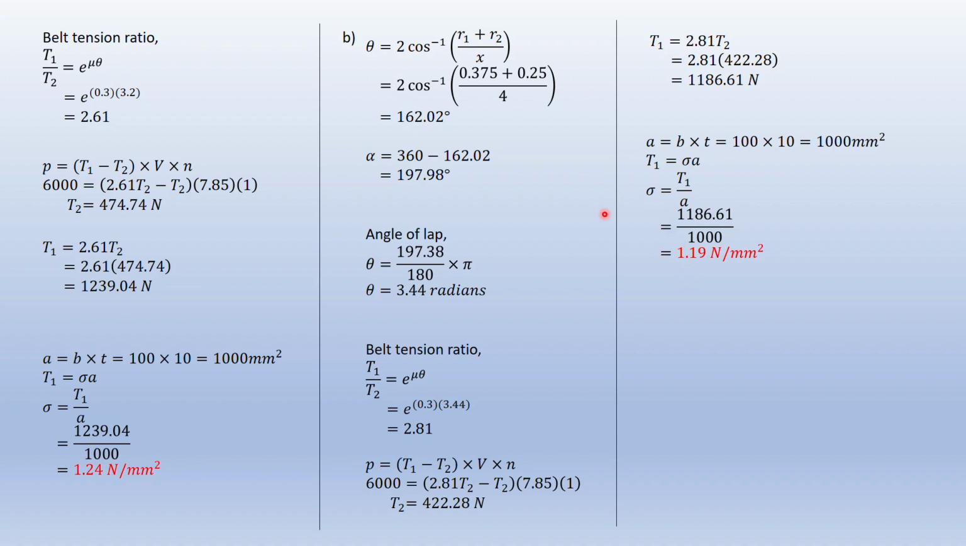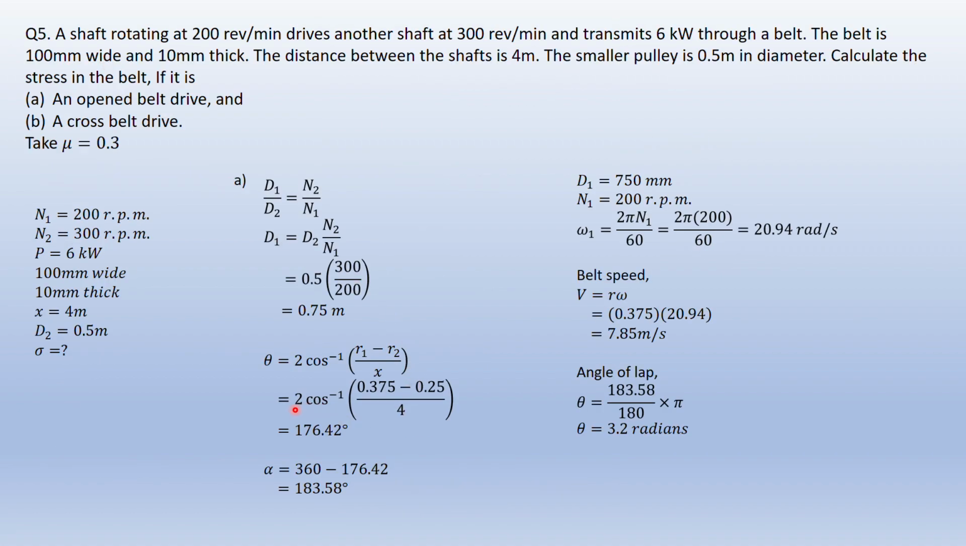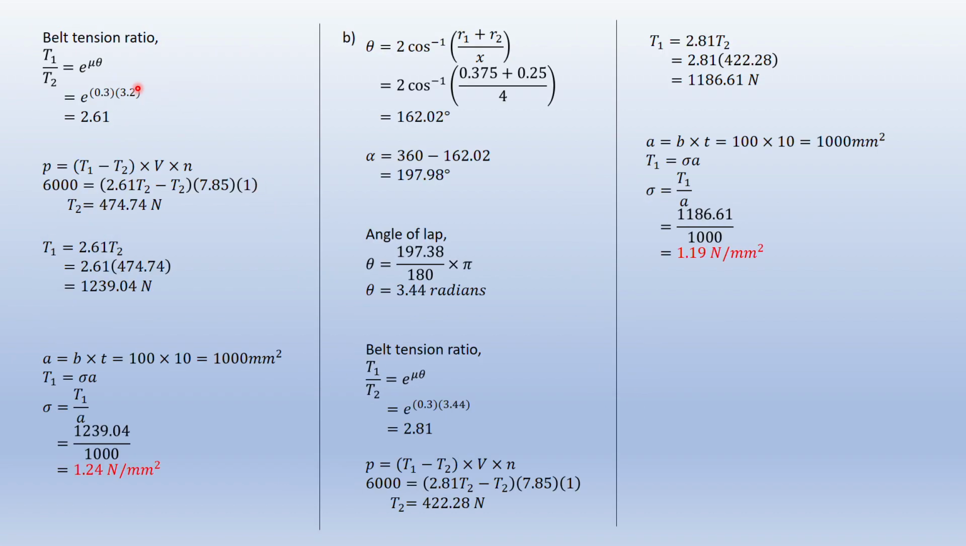Correct. So the only mistake here is the angle theta for the open belt drive. The angle theta that you should have taken is based on this value, 176.42 over 180 times pi. It's not this value here, that is 183. So this whole thing here, you can cancel it off. This one also you can cancel it off. For open belt drive, you need to consider 176.42. You see this minus sign here means it's for open belt drive. So that is your angle of wrap. Convert it to radians and put it into this.